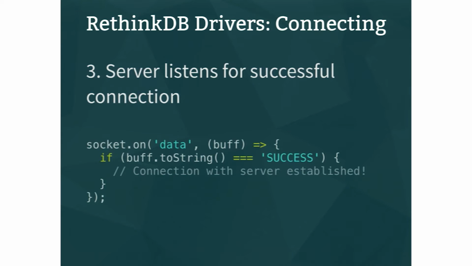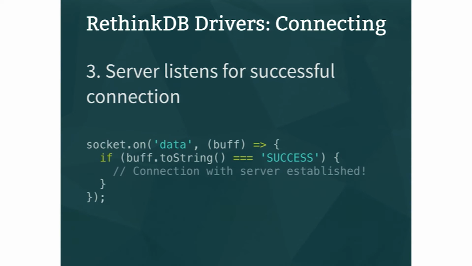So step 3, we have now created a TCP connection. We have sent the version, auth key, and protocol. And now we want to listen for a response from the server. So we create a listener on a data event on that TCP connection, and we wait for a buffer with the string success. When we get that, we know that we have a successful connection with the server. Cool. Now we're connected.